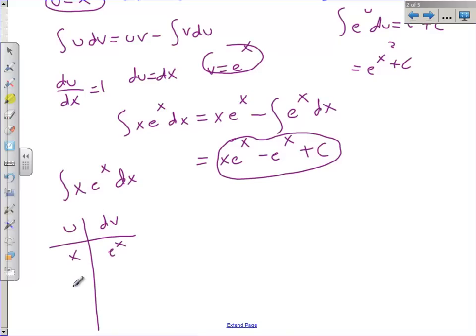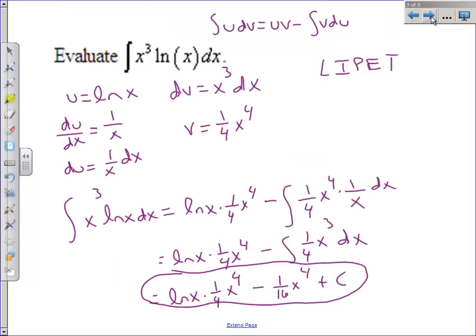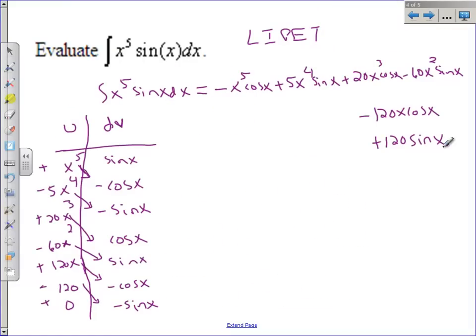Take the derivative until you get to 0. The derivative of x is 1, the derivative of 1 is 0. Integrate the same amount of times. Put plus, minus, plus, and then we multiply straight down. Let's see if we could have gotten this answer. Is it the same? So it's x times e to the x, there's that, minus 1 times e to the x, there's that, and there's your answer. Oh, plus c. I wonder if I put plus c on my other one. Nope, plus c.